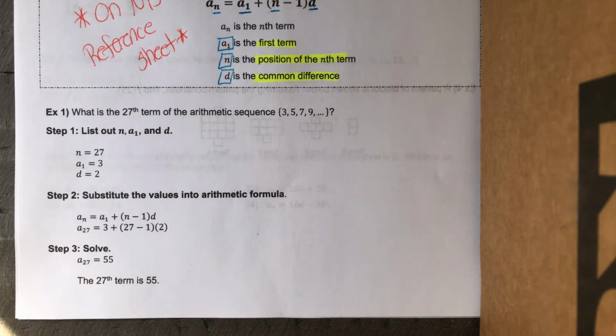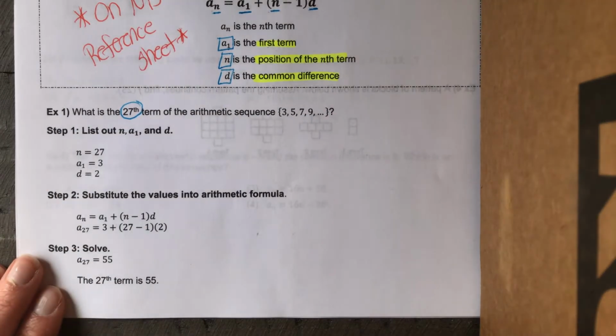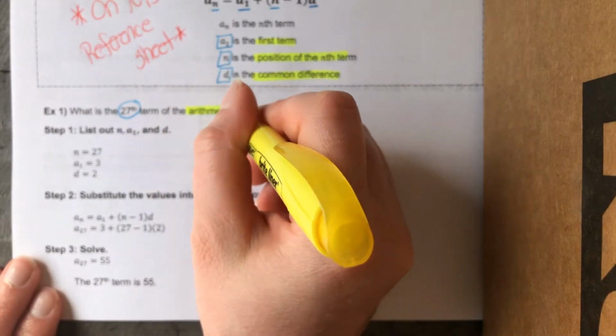So the question says, what is the 27th term of the arithmetic sequence, and then they're telling you that the sequence is 3, 5, 7, 9, and it goes on from there. So the 27th term is important. I'm going to circle that. And again, they're telling me it's an arithmetic sequence.